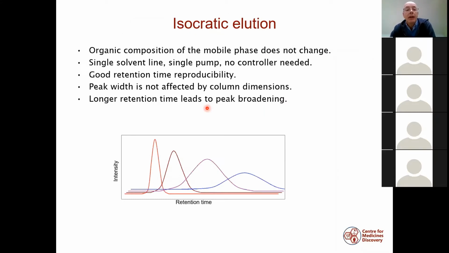So isocratic elution means that the conditions of the elution do not change over time. So there is a single solvent. It's much simpler this way because you have a single solvent, you need a single pump, you don't need any complicated gradient controller. The retention time reproducibility is excellent. The peak width is not affected by the column dimensions, but the longer your retention time, the more peak broadening you will get, which is going to be undesirable.